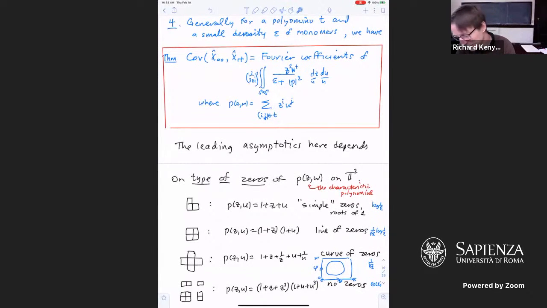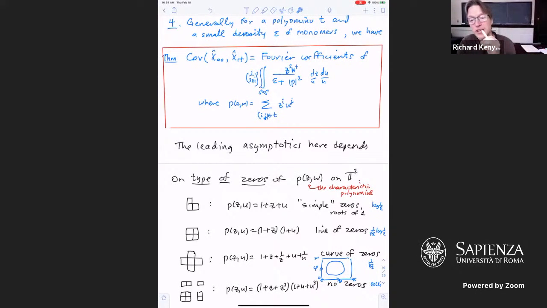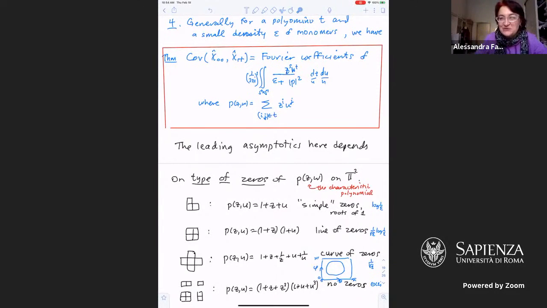I'm not sure I understood the question, but this covariance is a function of s and t, and as a function of s and t, it's exactly the Fourier series of 1 over epsilon plus |p| squared. This is sort of the definition of the Fourier series of that thing. So this covariance function is the discrete Fourier transform of this 1 over epsilon plus |p| squared thing. Was that what your question was about? No, but don't worry. I don't want to insist.